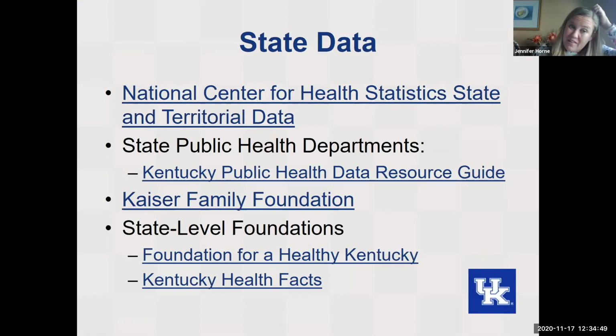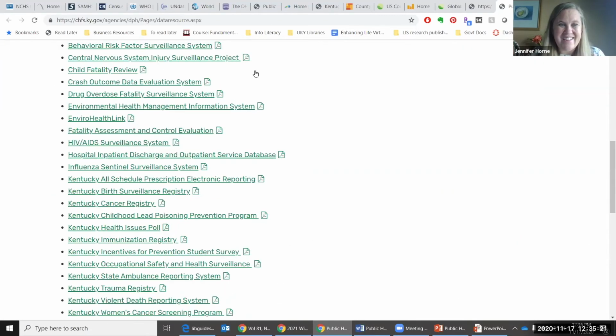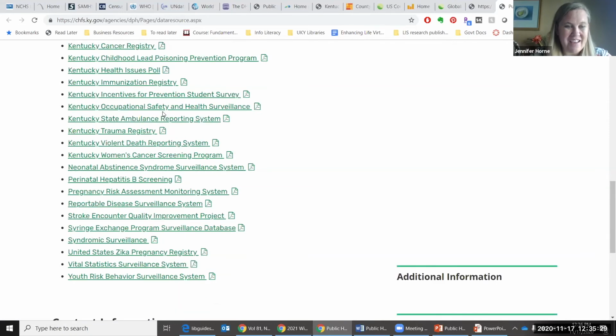And just a couple more things as we get down into different levels. State data, we already mentioned the state and territorial data from the National Center for Health Statistics. If you were to Google, for example, Kentucky health data, you're going to find a lot of different things. Some you're going to get from the state public health department, right? So here is the Kentucky Public Health Data Resource Guide. What you're going to find from this is that it is all of the surveys that are done at CDC and other government sources that are broken out for Kentucky.